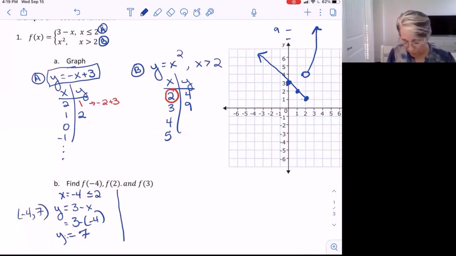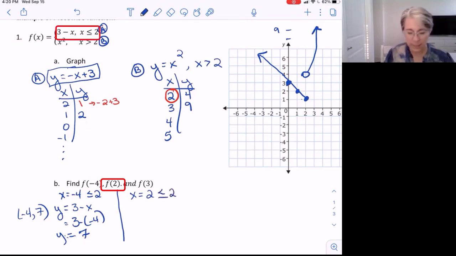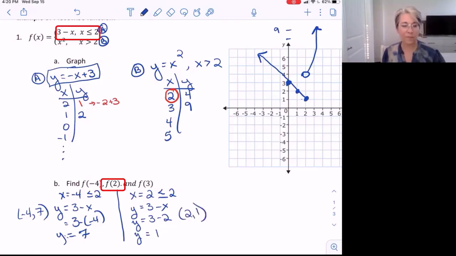For the second function, they're telling us that x is going to equal 2. Well, that only satisfies that first domain of less than or equal to 2. So we're still going to use that first piece of y equals 3 minus x. Plug in that 2. And we get y equals a value of 1. So the point 2, 1 is in fact on our function.